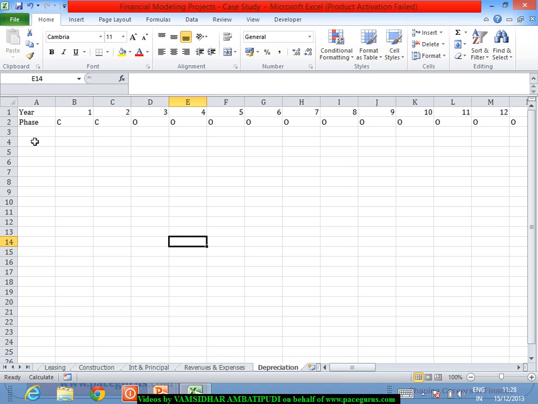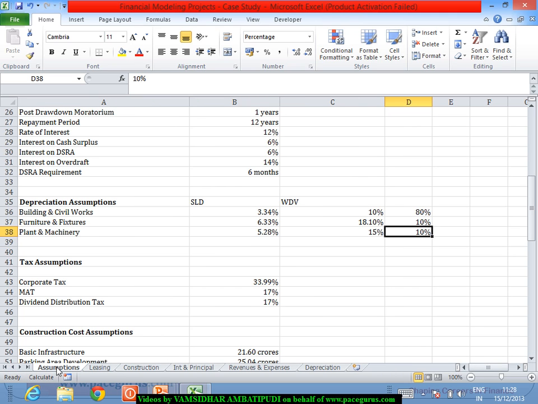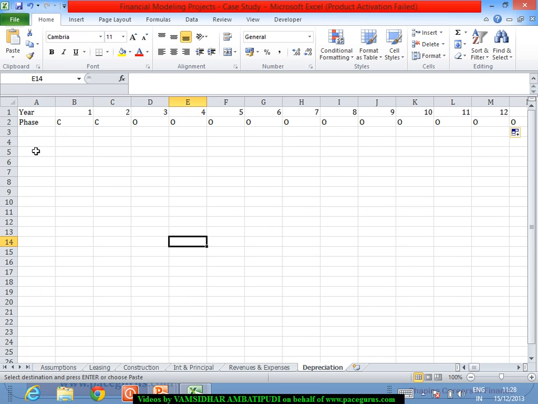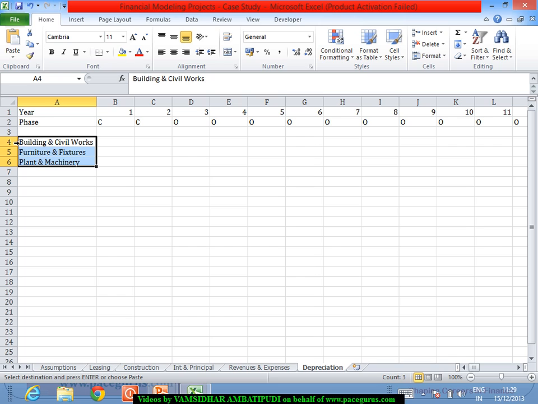Now that we are talking about depreciation, which is the allocation of our cost, in our assumptions we made that primarily our assets are divided across these three elements: building and civil works, furniture and fixtures, plant and machinery. In some cases, we may have a slightly different set of assets, whatever it is. So I may talk here about straight line depreciation.